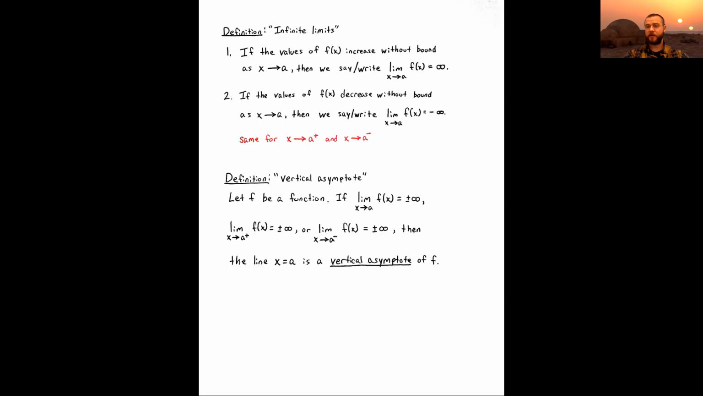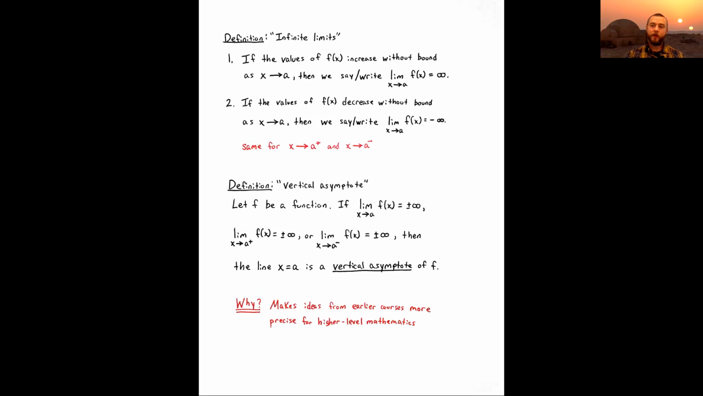All right, now I realize what you might be thinking. Well, I kind of learned about vertical asymptotes before. Why do I need this new definition? Well, the ideas that you were introduced to in your pre-calculus course were at a basic level. Now, once we reach Calculus 1, we can usually use limits to make some of those ideas more precise.